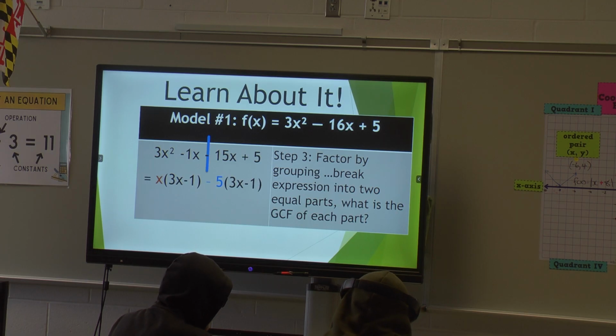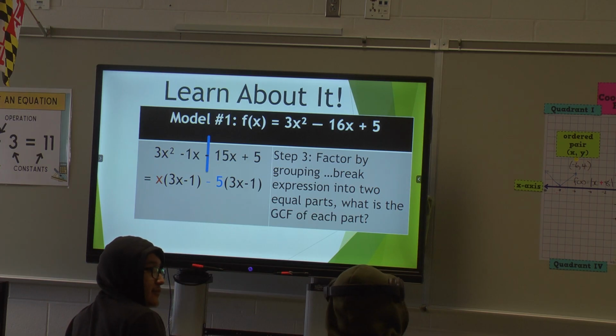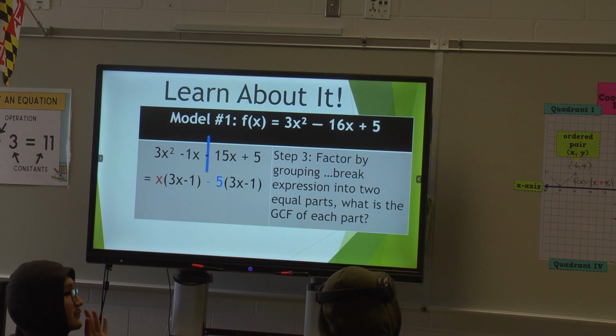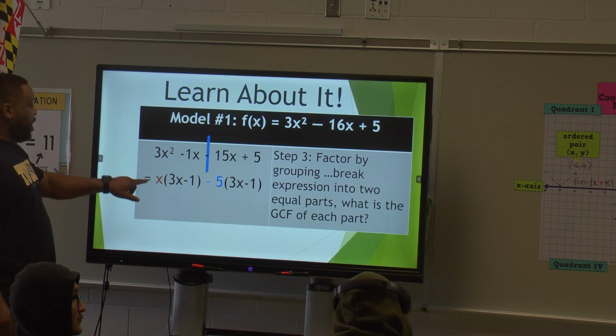What is my common thing? What is the common? Okay, Javon. I look right here. What is common in the first set of parentheses? Both of them have an x. I can pull that 1x out.